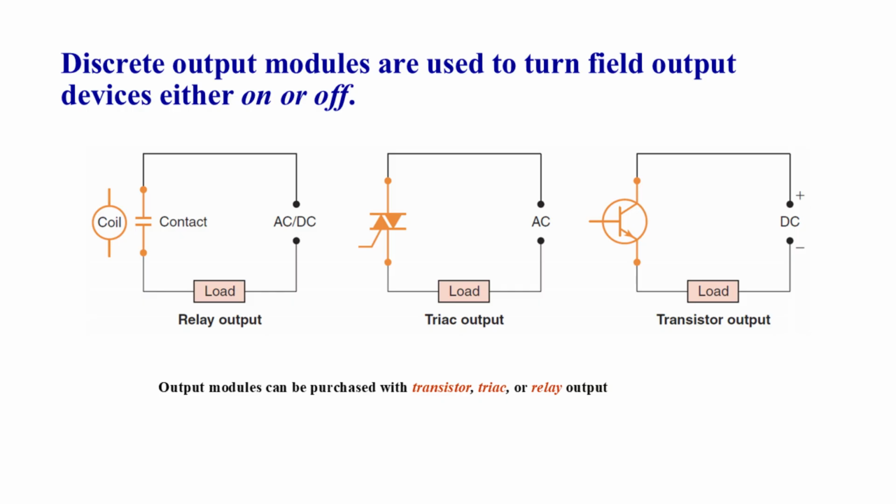The choice depends on whether the application requires AC or DC control and the need for speed versus versatility. In the next lecture, we will examine analog input and output modules.